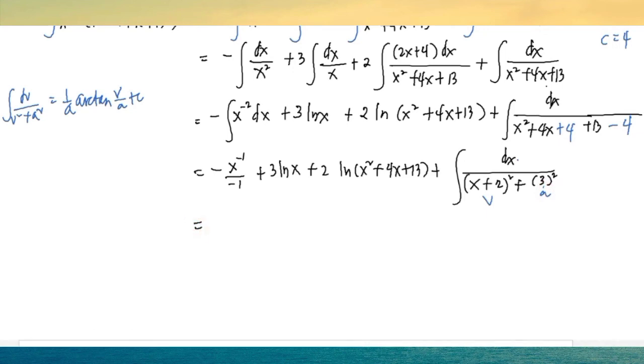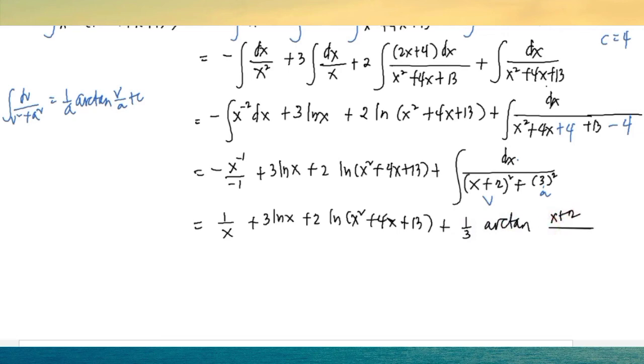So simplifying the first term, and we would have positive, baba natin si x to the negative 1, so 1 over x na siya, plus 3 ln x plus 2 ln of x squared plus 4x plus 13 plus 1 over a, so that's 1/3 arctangent of v, that's x plus 2 over a, that's 3 plus c.